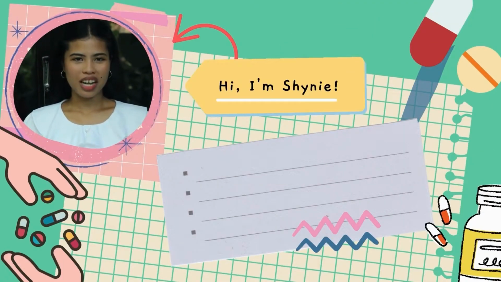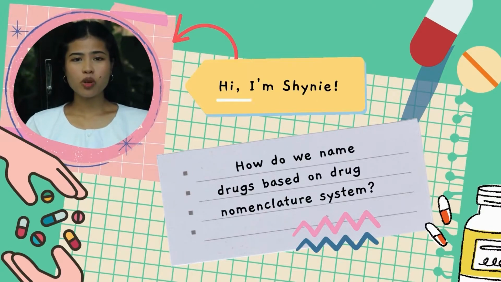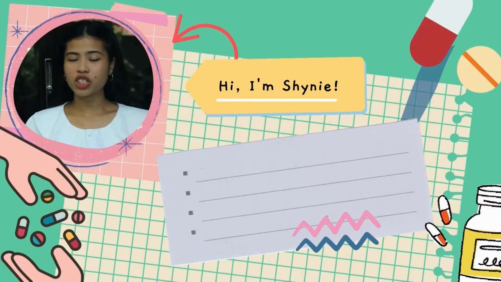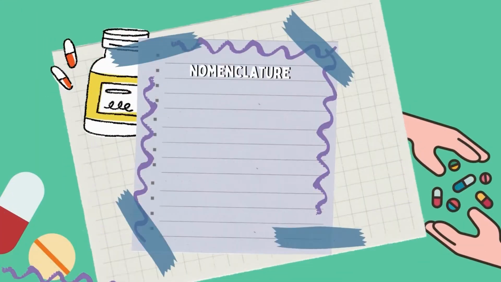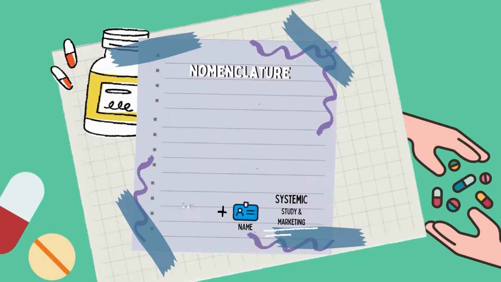Everyone, my name is Shynie M, and today we're going to answer the question, how do we name drugs based on drug nomenclature system? Nomenclature implies assigning proper name or names to a particular compound so that its study, marketing, or use may become systematic.